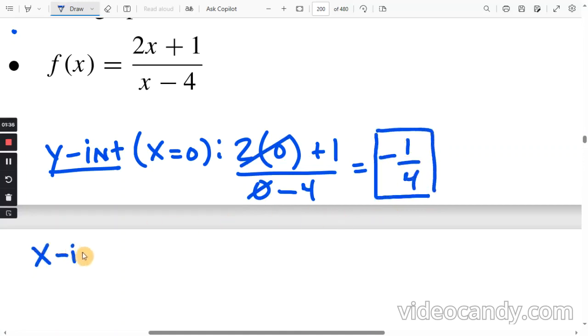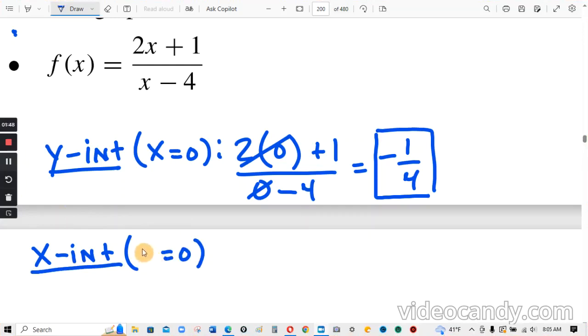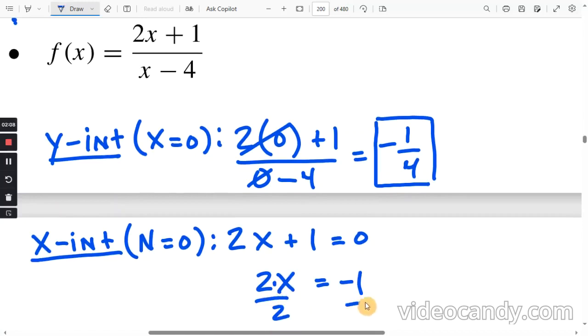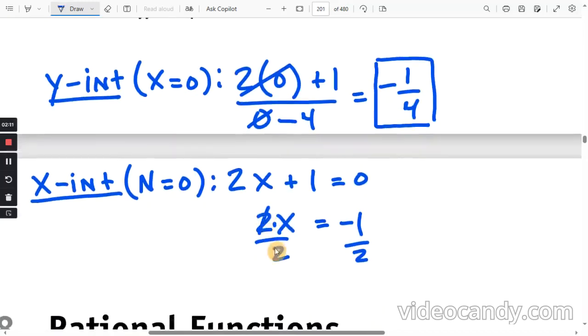Now for the x-intercept, that is when the denominator equals 0. I'm sorry, mistake. That is when the numerator equals 0. All right, so 2x plus 1 equals 0. Minus 1 on both sides. And the opposite of times 2 is divided by 2. So that is your x-intercept.